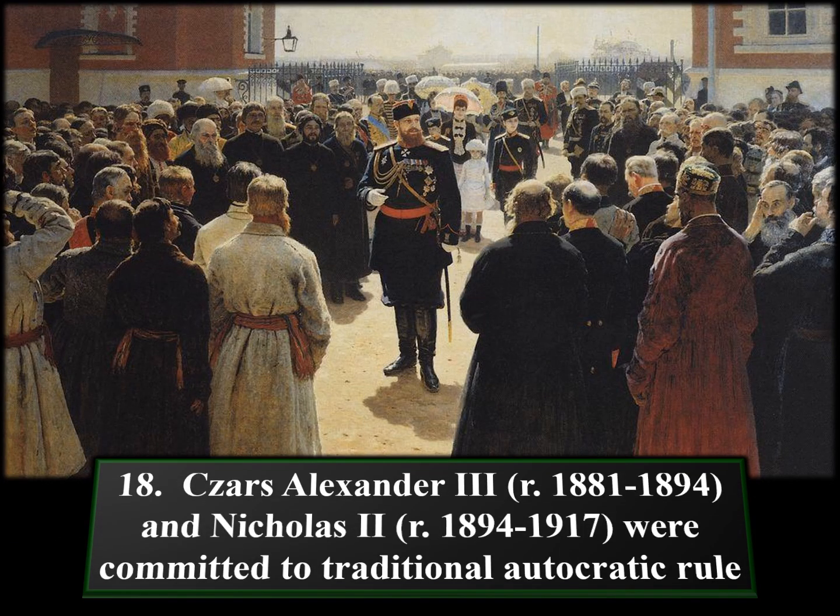Tsar Alexander III will be the next Tsar, who will reign from 1881 to 1894. And then after him will be Tsar Nicholas II, who will rule from 1894 to 1917, when he is overthrown by the Russian Revolution. Both of these czars were committed to traditional autocratic rule, and the reform process that was begun by Tsar Alexander II will come to an end.